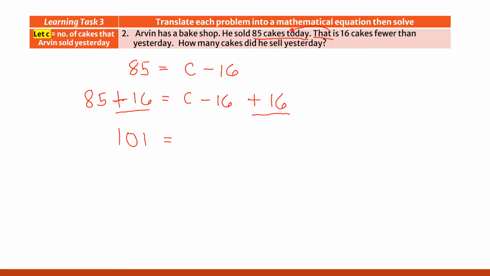Okay? Equals what? So cancel natin yung negative 16 and 16. So that is our C. Ibig sabihin, ang benta natin kahapon, kasi yun ang tinatanong, how many cakes did he sell yesterday, ay 101 cakes. Okay? 101 cakes kailan? Yesterday. So, kasi nga, sabi doon sa problem, ang 85 daw ay 16 fewer than yesterday. 85 ngayon, kahapon, 101. So, this is it.